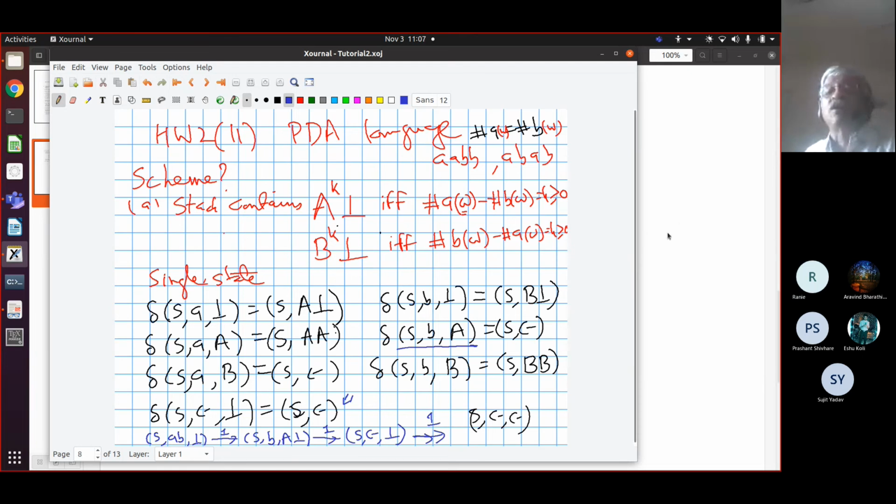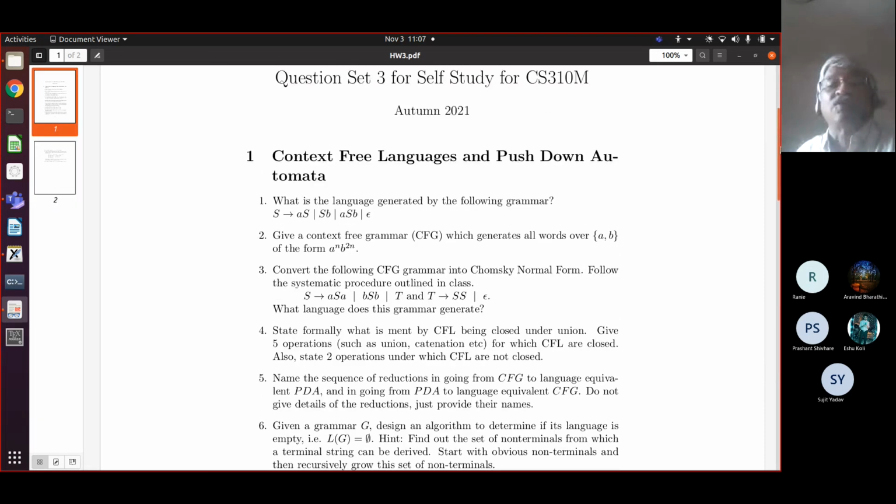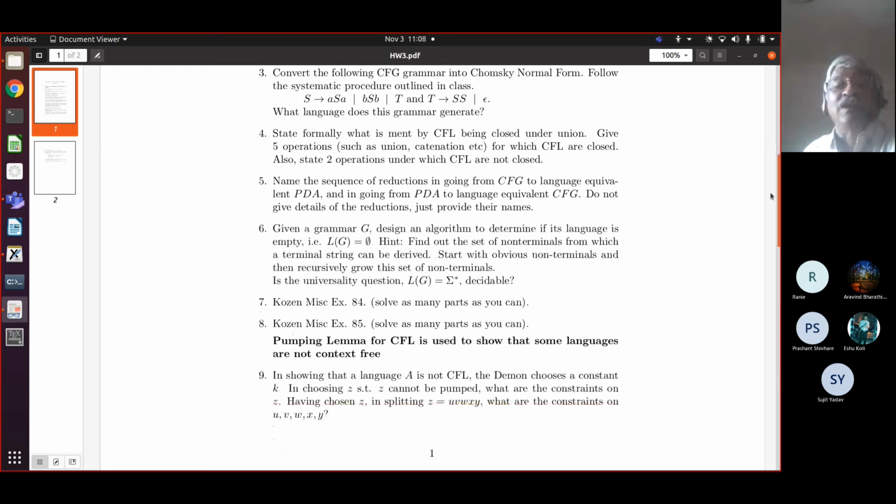Like that, in that other automaton in the homework question, you have to first figure out the language that is accepted by this automaton, and you have to give a run on this word AB hash BA. Okay. And this run will give you enough idea of what the language is like. So that's what you answer. Okay. So I think from my point of view, we have covered some questions of this homework 3.